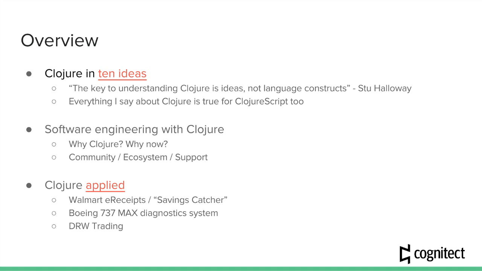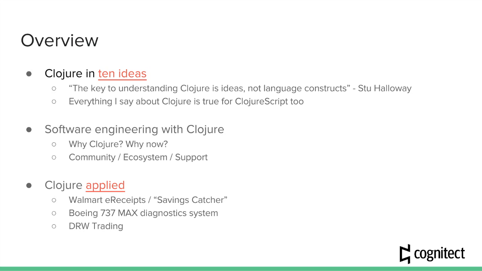We'll look at 3 quick case studies: the Walmart e-receipts or Savings Catcher system, a very large distributed system; the Boeing 737 MAX diagnostics system, a pretty interesting data fusion problem; and DRW Trading, high-frequency trading written in Clojure. I have a lot of slides, so we'll move through some of them pretty quickly. But at any point, as Eric said, go ahead and submit the questions and we'll circle around at the end.